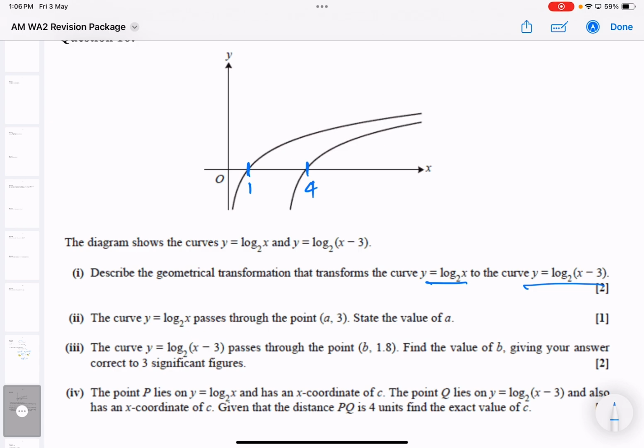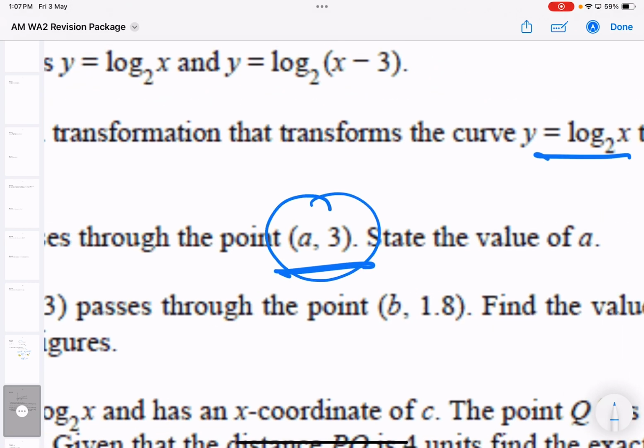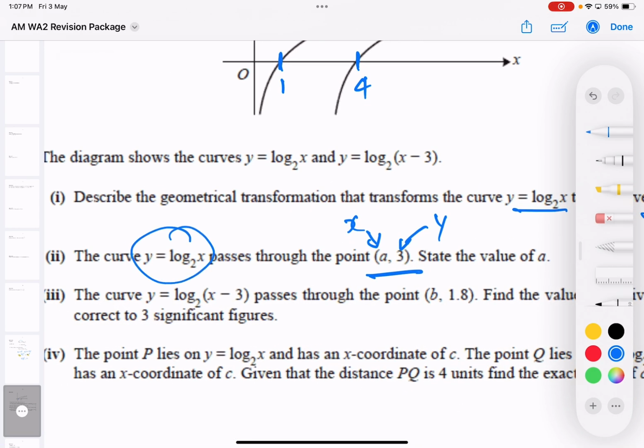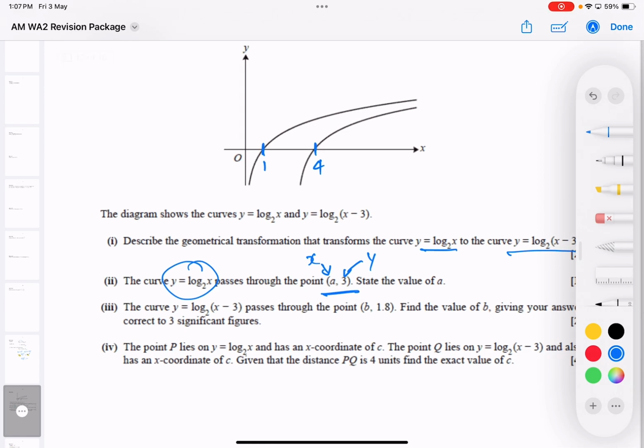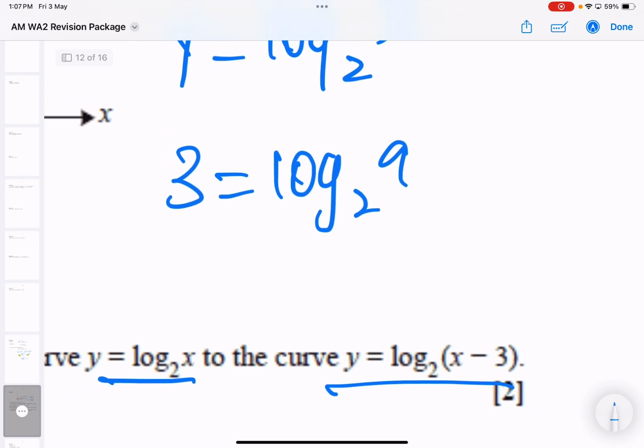The curve y equals log base 2 of x passes through the point A, 3. Now, whenever they give you this in coordinate form, what does the first coordinate mean? The value of what? What does the second one tell you? The value of y. They say that this curve passes through the point, so let's write it out. I know that the curve is y equals log base 2 of x. My x is a, my y is 3. So 3 equals log base 2 of a. So what is the value of a?